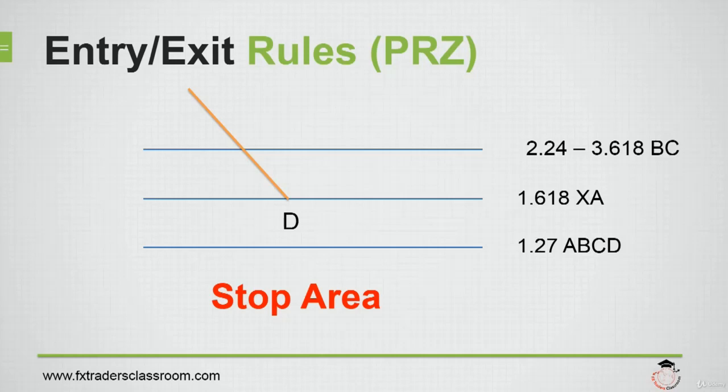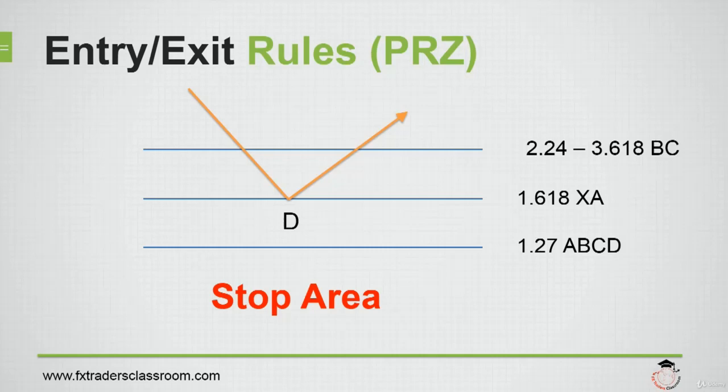Price is going to be a little bit volatile here in the PRZ because we have a sharp move up, which means that once we hit this PRZ, we're likely to have a sharp move out. So we wait for the 1.618 XA, then we rally out, and now we're looking for our targets.